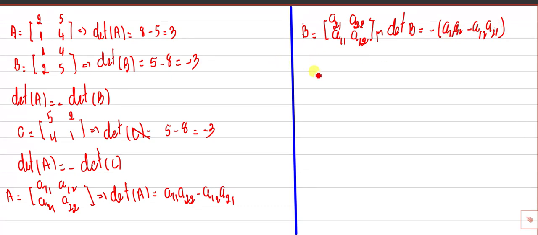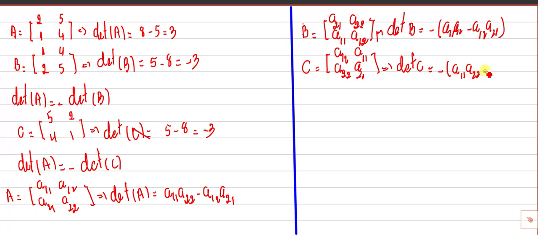And the matrix C, if I change the column: A12, A11, A22, A21. So we get the determinant of C is equal to minus (A11 A22 minus A12 A21). This one.